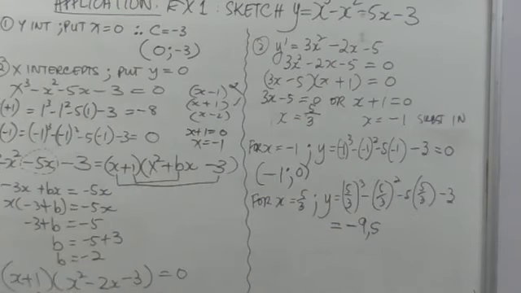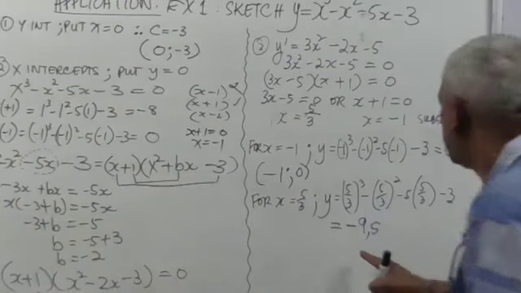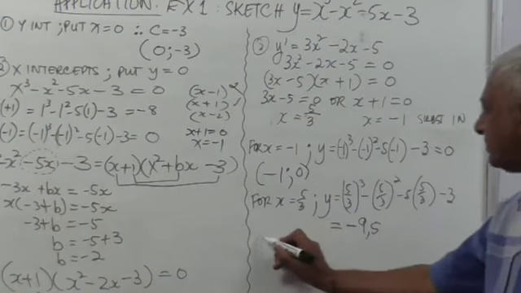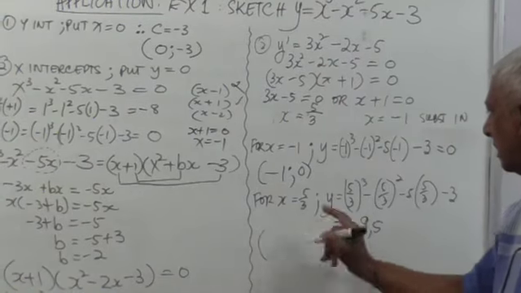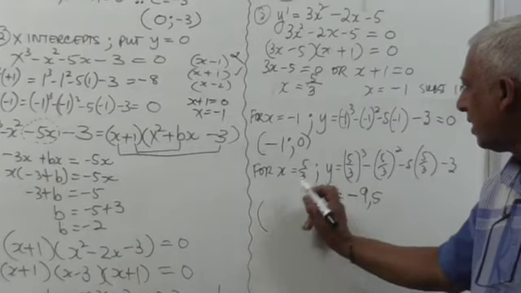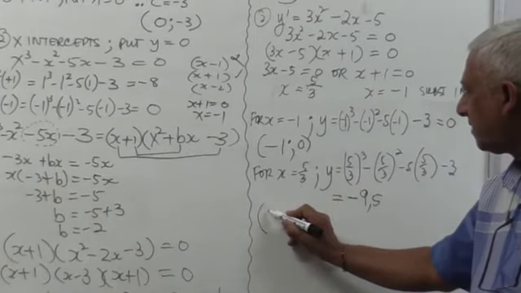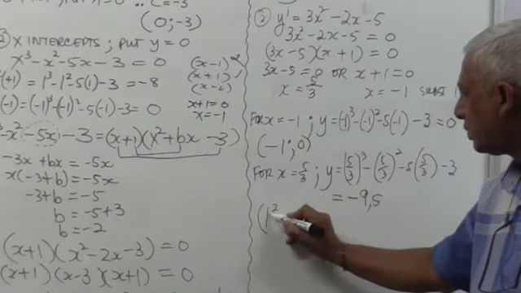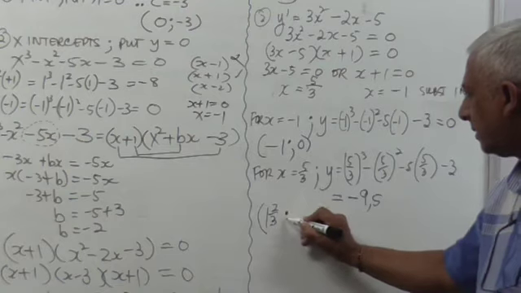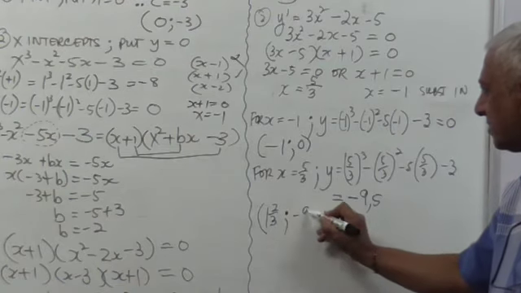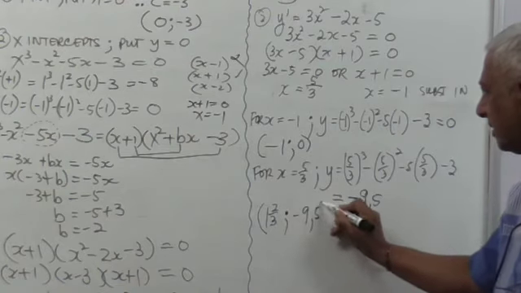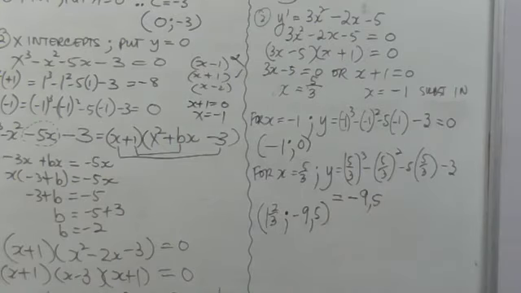So this ordered pair will become x is 5 over 3. Well, 5 over 3 is really 1 and 2/3. And this is negative 9.5. Well, there's another way, another secret.